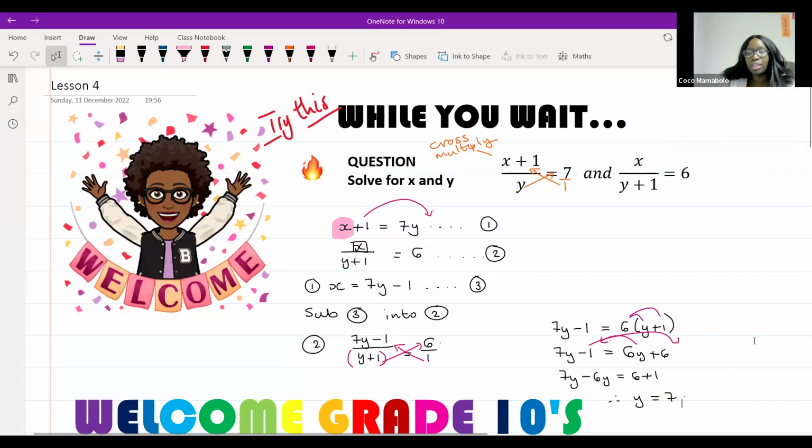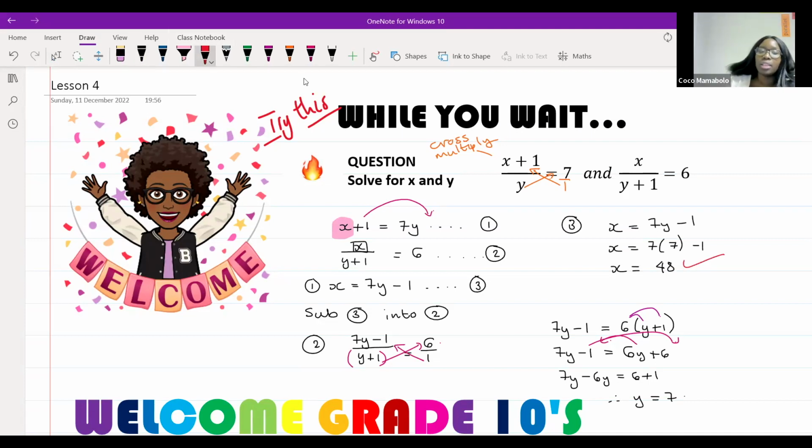All right, now that I know what y is, I'm going to go back into equation 3 over there, where it says x is equal to 7y minus 1. And I'm going to replace y in there. I'm going to go x is equal to 7 times 7 minus 1. 7 times 7 is 49 minus 1. X is equal to 48. And there are my two answers. X is 48 and y is 7.